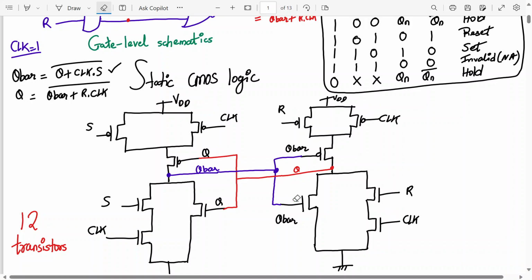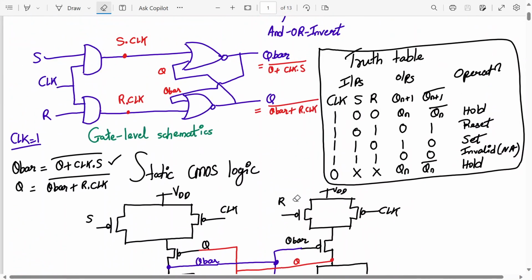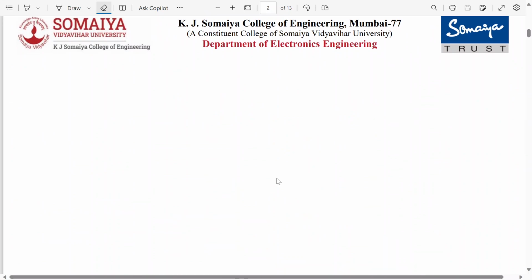I hope everyone has completed this. Next one, can I leave this clocked SR latch using OAI gates up to you to complete? I'll draw the gate level schematic and the truth table. Static CMOS logic, can you do on your own? Yes, sir. So let me write. Please write this second one.